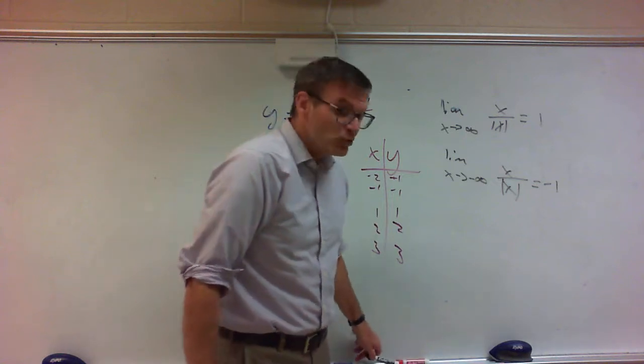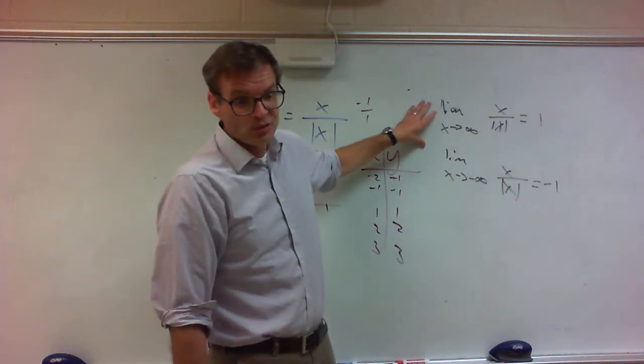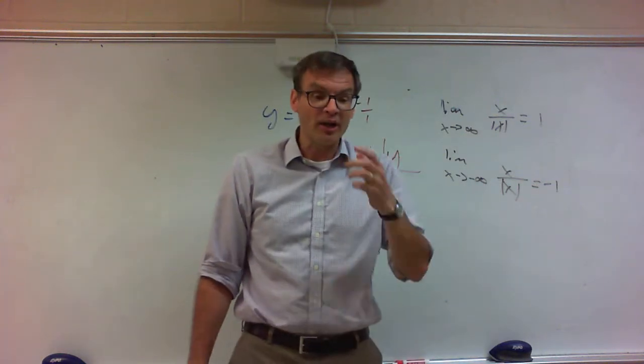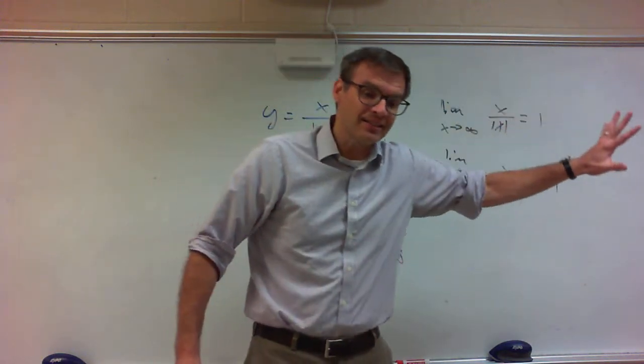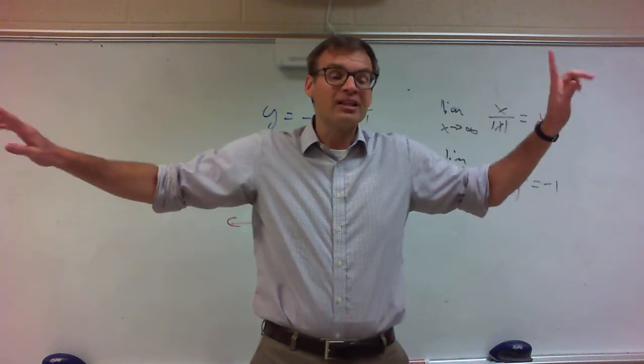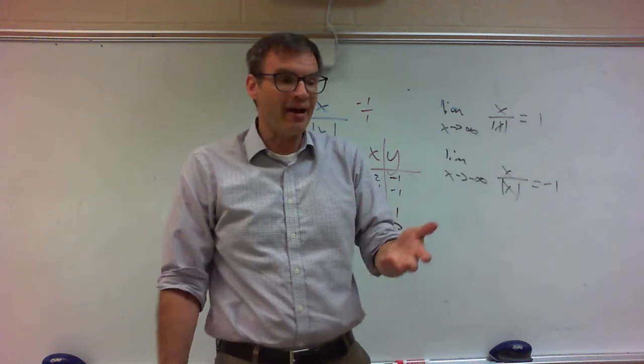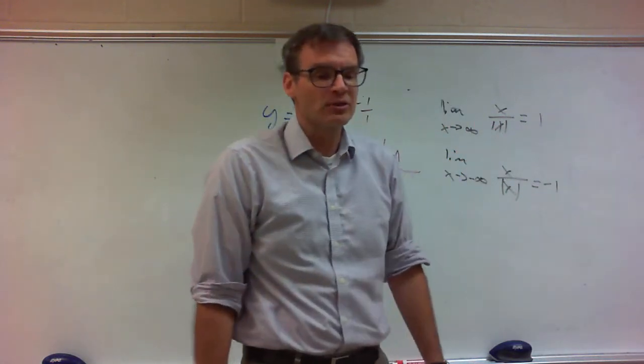And anytime you see this notation, limit as x goes to infinity or negative infinity, they are talking about horizontal asymptotes. They're talking about end behavior. What's happening at this end versus what happened at this end. And since we have two ends, we can have two horizontal asymptotes.